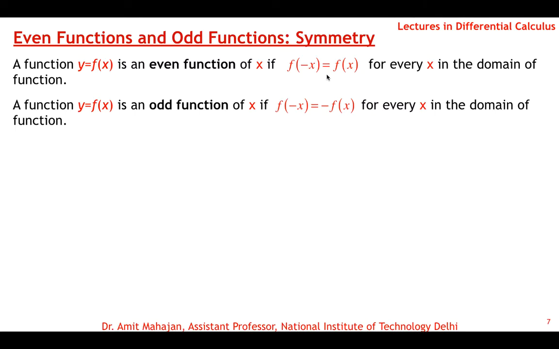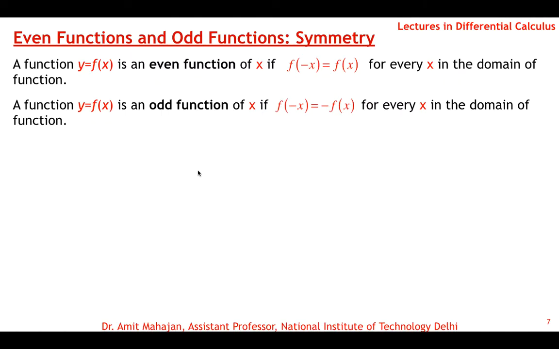And a function y equals f(x) is an odd function of x if f(-x) equals minus f(x). If this result holds for every x in the domain, then we say that the function is an odd function. That means if I replace x with minus x, then the function value at minus x is the negative of the function value at x. Then the function is an odd function.